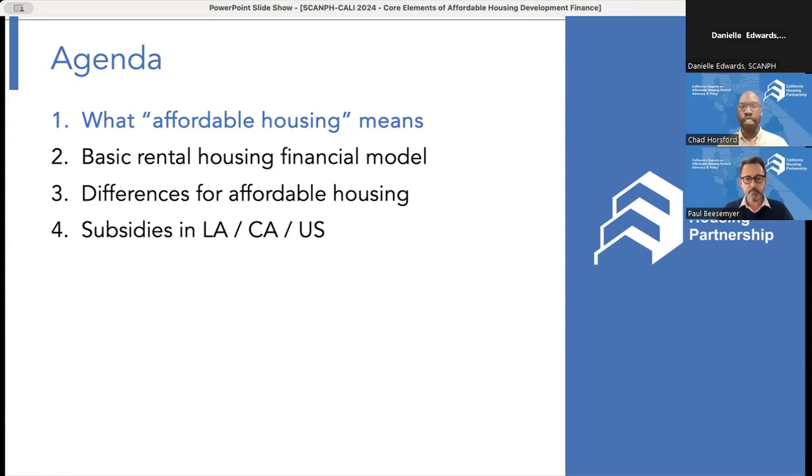We'll walk through some differences between market rate housing, which is what we'll cover in section 2, and affordable housing, which we cover in section 3. And just to give you a preview, the difference is subsidies. So in part 4, we'll talk about some subsidies in LA, California, and the US as a whole.